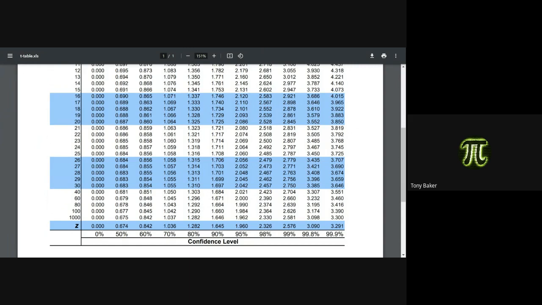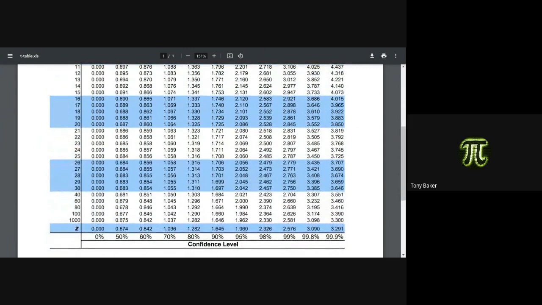Wait, why are we using that? Oh, shoot, I went to the wrong one. Sorry, 2.576. I was looking at the wrong one when I went down the list. That's because we got 0.01, the two tails. Yes, okay. So 2.576.